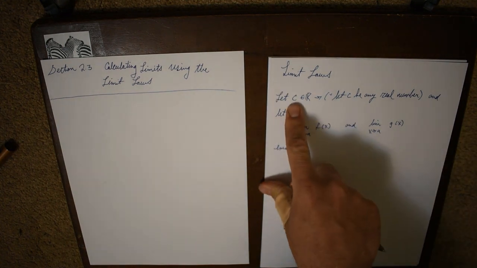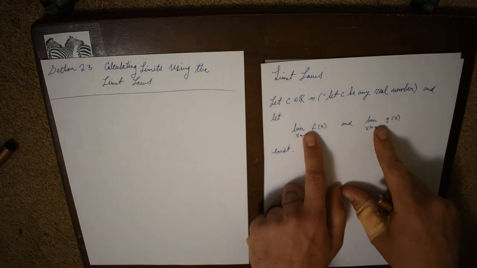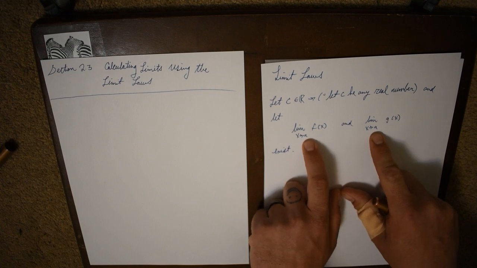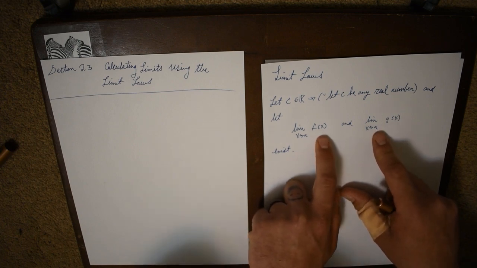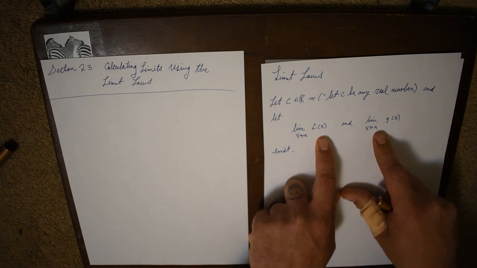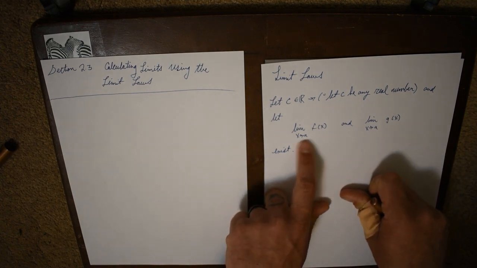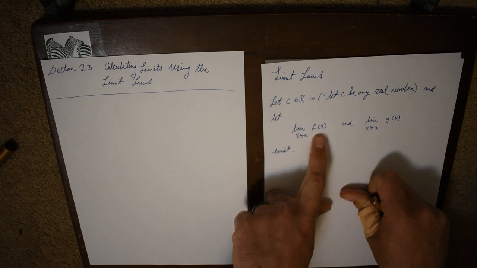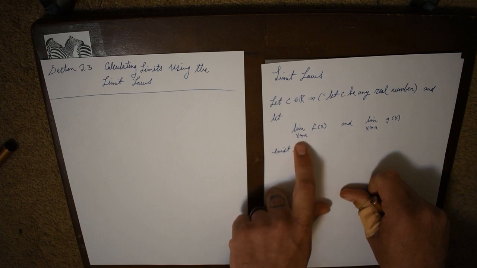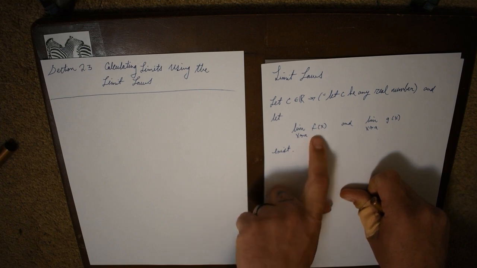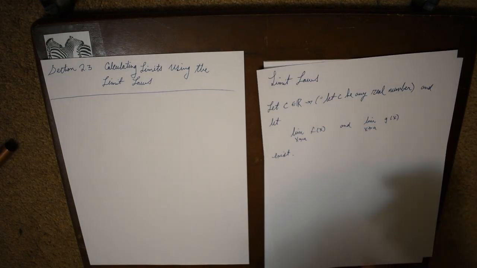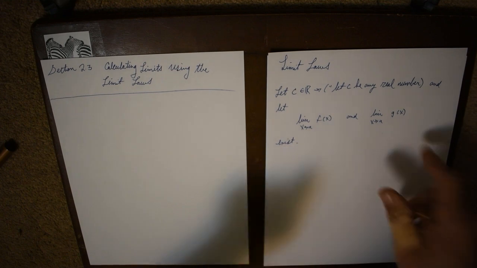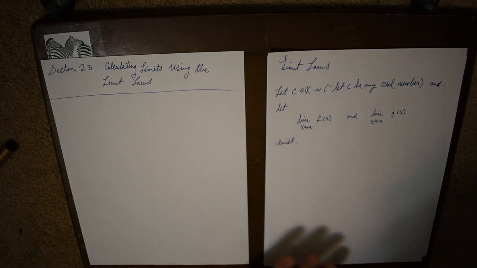Cool. So we've got a real number c, and we've got these two limits. They go to the same point, and we've got these two functions, and these limits exist. So a refresher from last time, that means the limit from the left as x approaches a of f of x has to be equal to the limit from the right as x approaches a of f of x, and the same thing holds for g as well. So these limits exist, and now we've got some results.